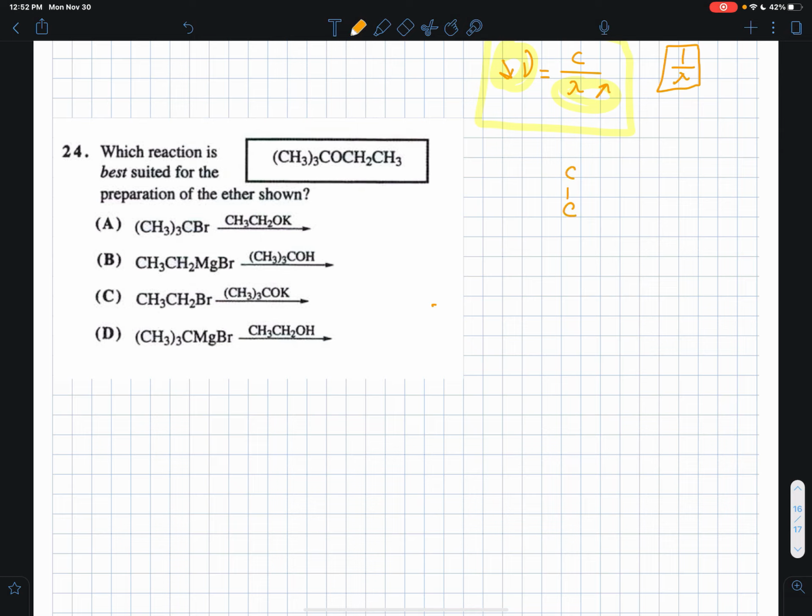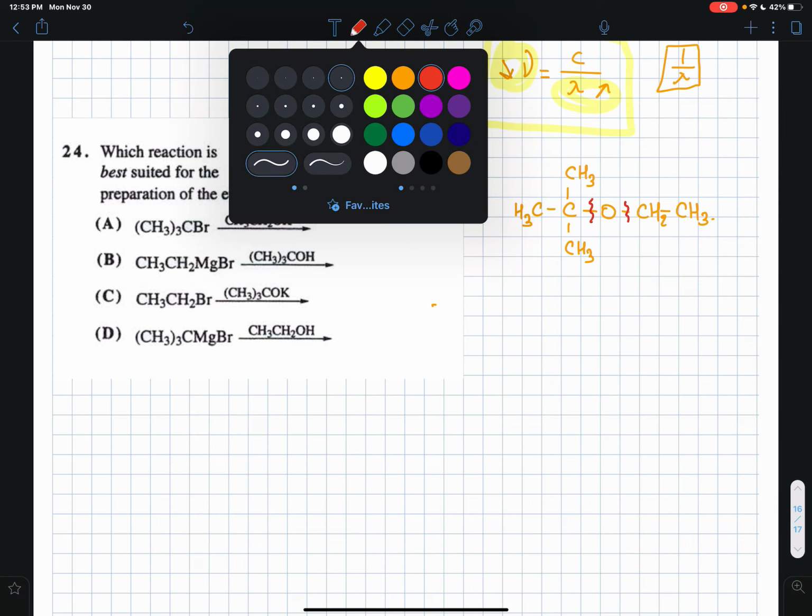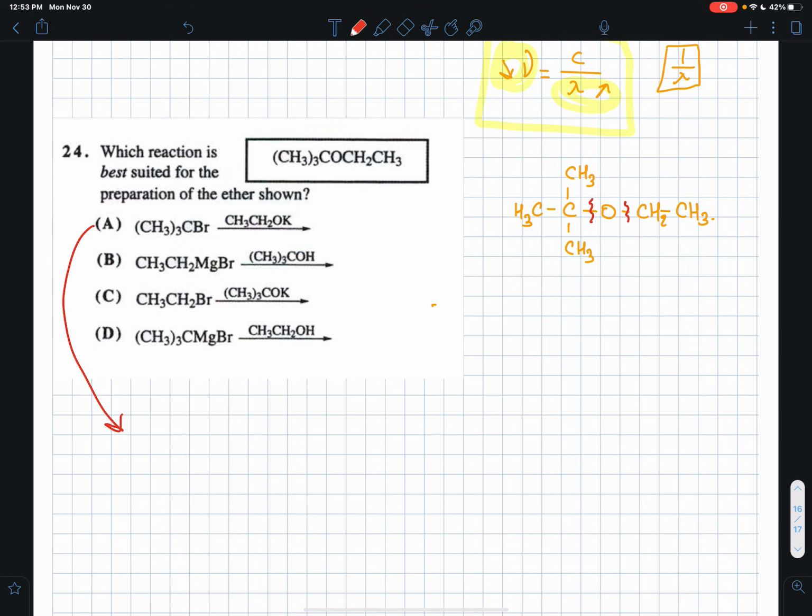So it's a C connected to CH3, CH3, and then CH3. And then this carbon is connected to an oxygen, which is connected to a CH2 and a CH3. To form an ether, we should be able to break this bond either here or here, but there is only one way we can break that bond. I'm going to go through the multiple choice options and figure out the answer.